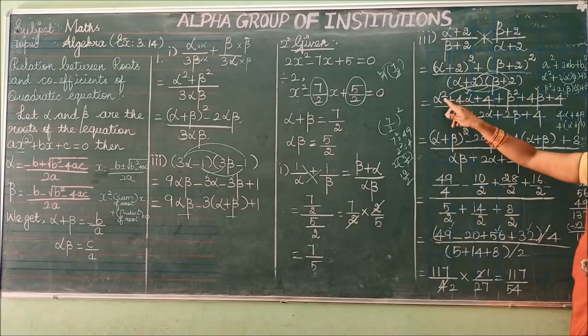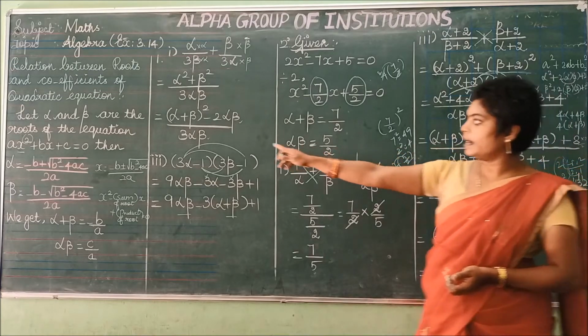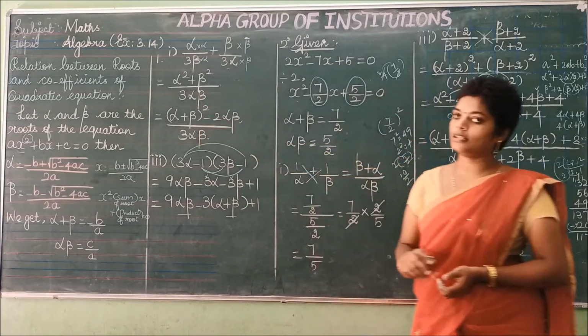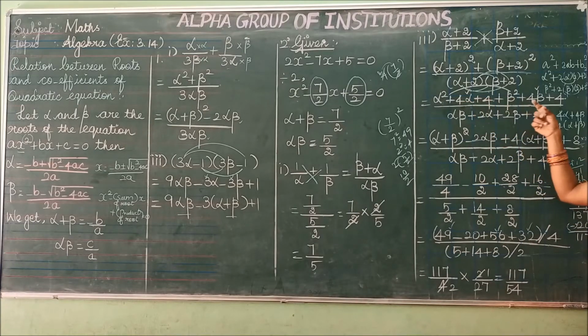Then you can combine these two values. Alpha squared plus beta squared is nothing but alpha plus beta whole square minus 2 alpha beta. So you can apply this value and combine this 4 alpha and 4 beta.